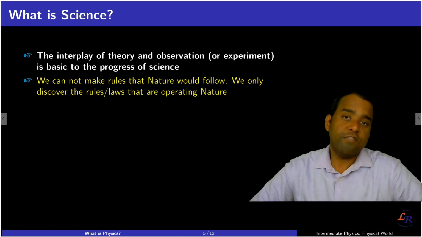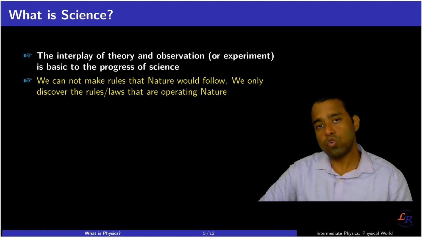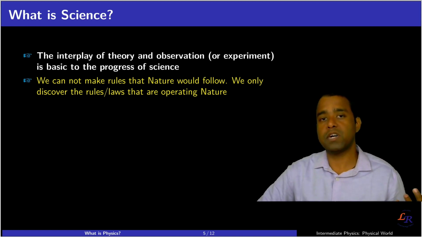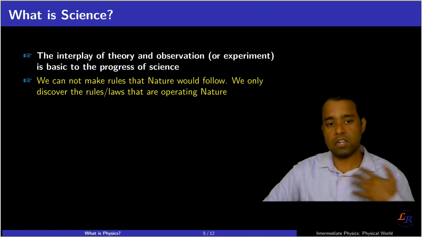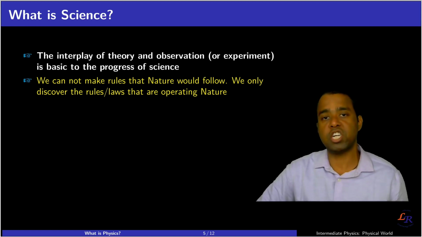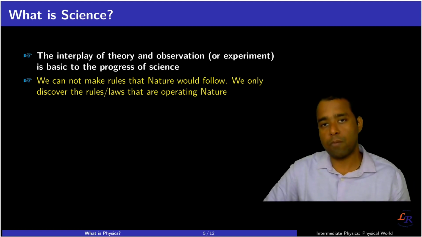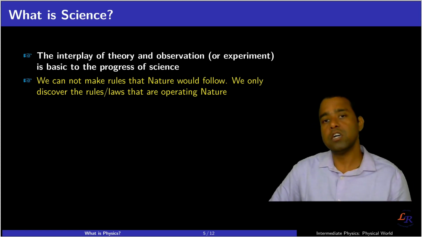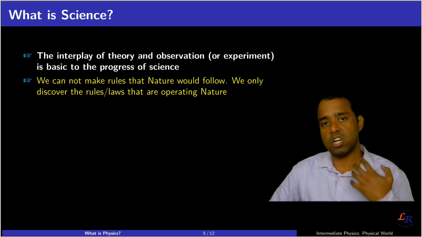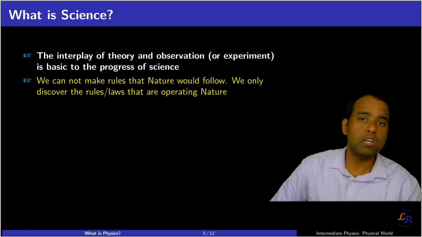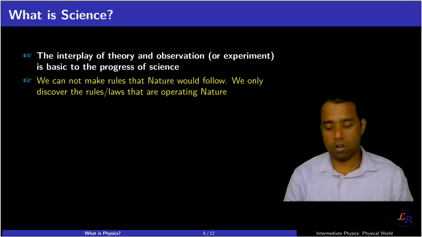So the very important fact about science is that we cannot make rules which nature follows. Always remember that in science we try to find the rules and laws which are operating in nature. It's not that we can make a rule and law which nature will operate. It is never like that. It is always that we search for those operating laws, how nature is behaving, what nature is following. We are not making any rule and law which we can impose on nature.